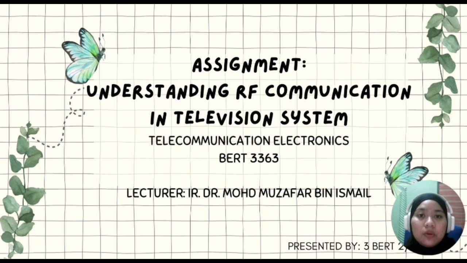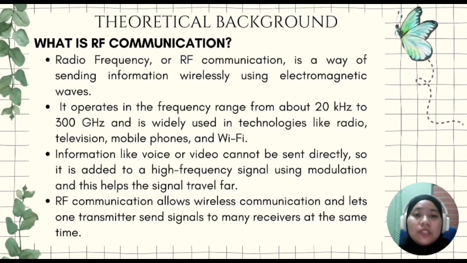Today we are going to present to you the assignment Understanding RF Communication in Television System. Radio frequency or RF communication is a way of sending information wirelessly using electromagnetic wave. It operates in the frequency range from about 20 kHz to 300 GHz and is widely used in technologies like radio, television, mobile phone, and Wi-Fi.